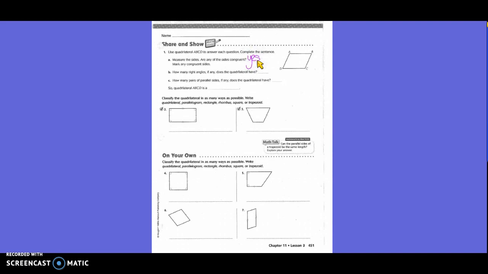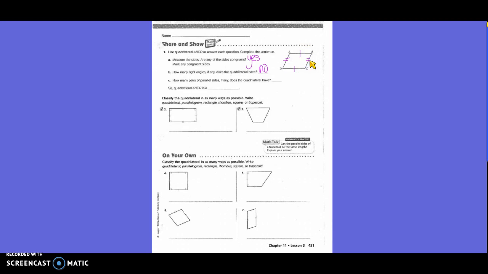So how many right angles, if any, does the quadrilateral have? So do they have any right angles? No. Okay. Now when you measured your line segments, what were congruent? AB was congruent to DC, right? And then was AD congruent to BC? Yes. So you do your little tack marks to identify which ones were congruent to each other.